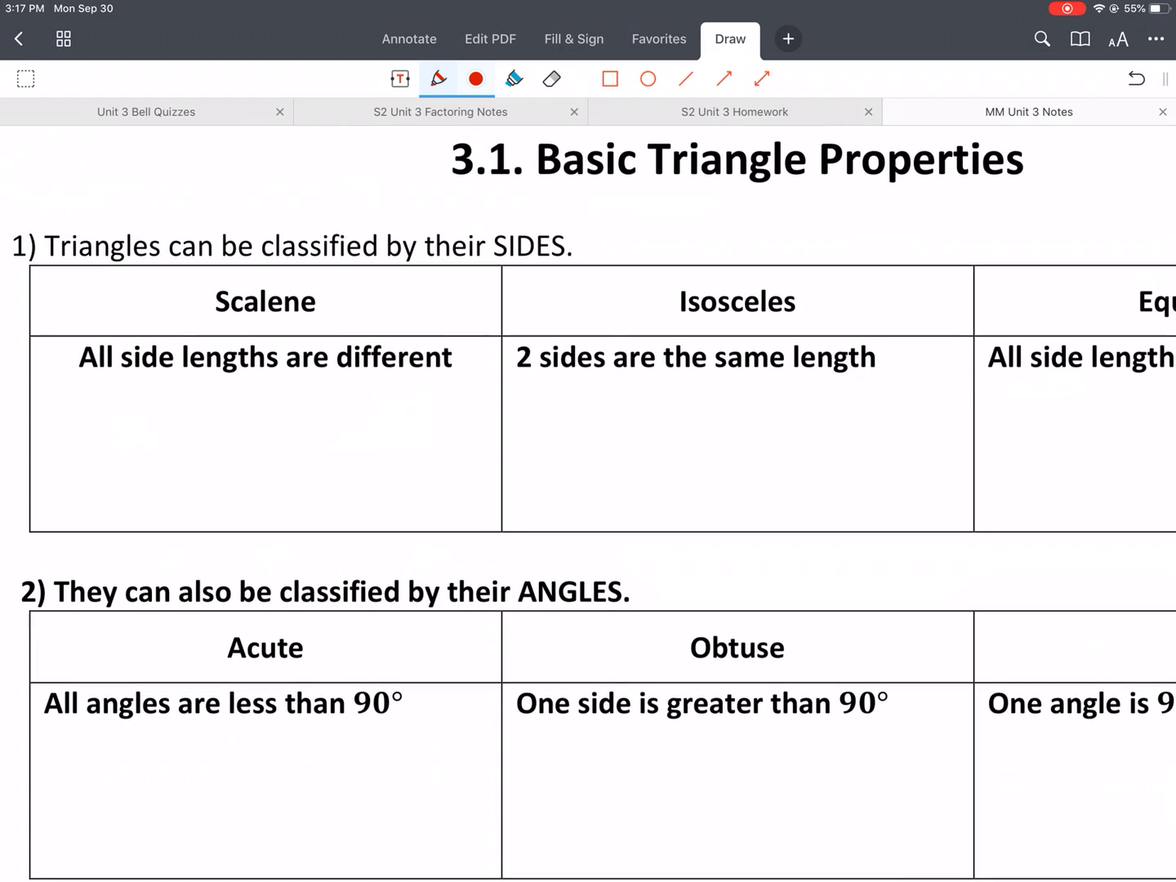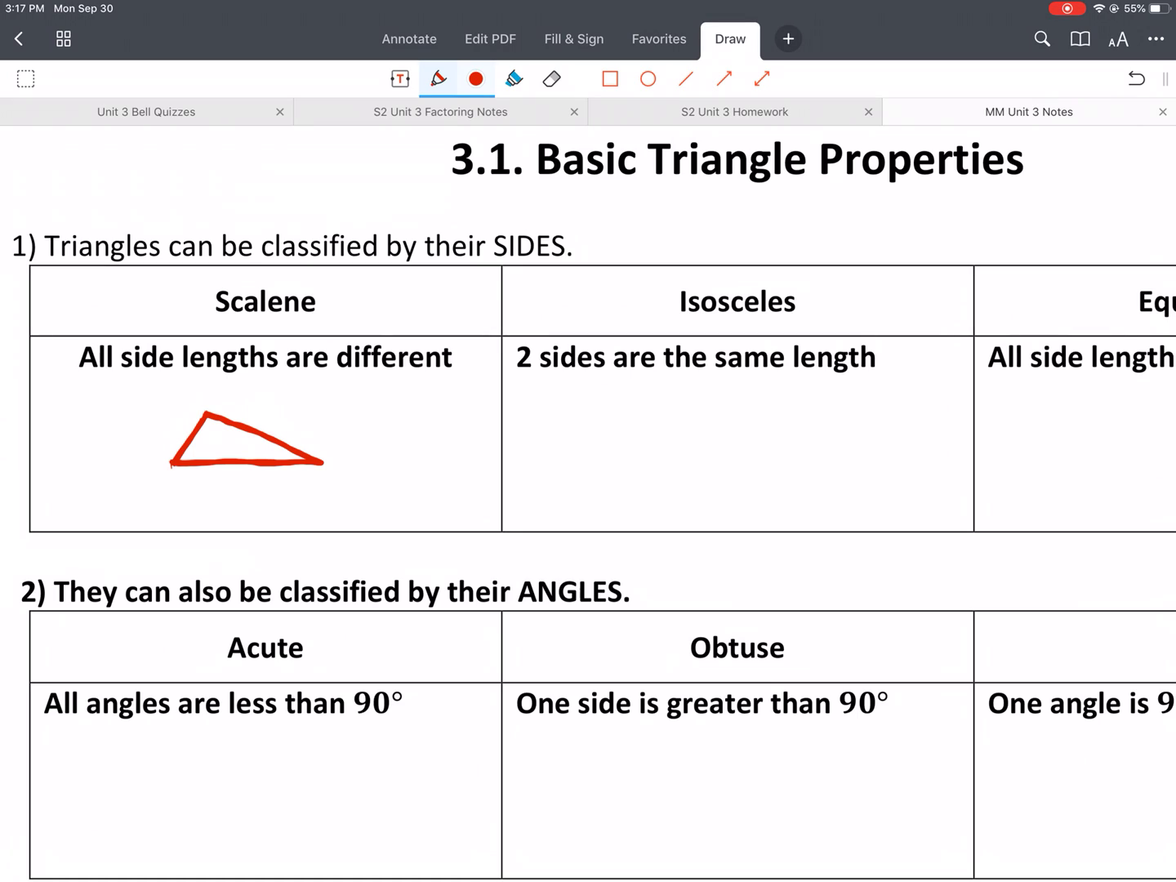We can classify triangles by their sides. For example, scalene is a triangle where each side is different, okay? None of the sides are the same. For an example of that, we could do something that long, and something that's kind of this long, and then that is the longest side. This could be a scalene.